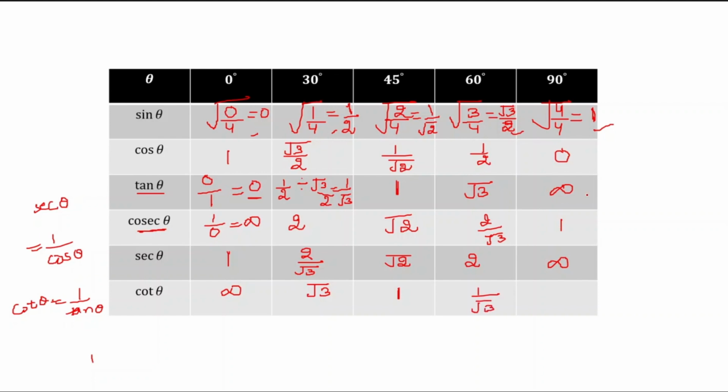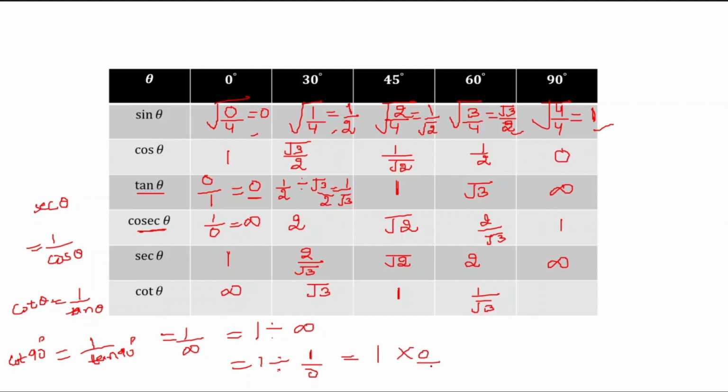Your tangent 90 is infinity. You need to figure out what cot 90 is. Cot 90 is 1 over tangent 90. The value of tangent 90 is infinity, right? So 1 divided by infinity, you can assume it like this. You get infinity whenever the denominator is 0. Suppose any numerator, it could be 1, 2, anything, divided by 0. When you solve 1 divided by infinity, it's 1 into 0 by 1. That's why 0. So whenever you divide any number by infinity, the answer is 0.